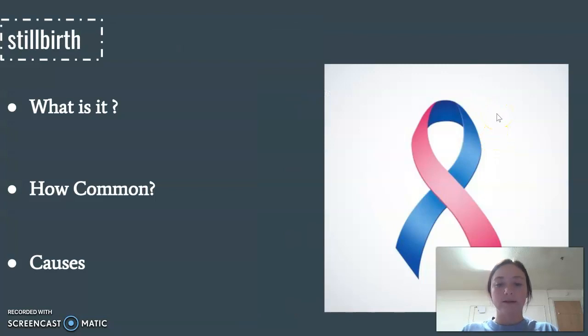Stillbirth. Stillbirth is the loss after 20 weeks gestation. Stillbirths occur in about 1 out of 160 pregnancies, though this ratio varies with different age groups, of course. For example, women under 15 and women over 40 have the highest rate of stillbirths.